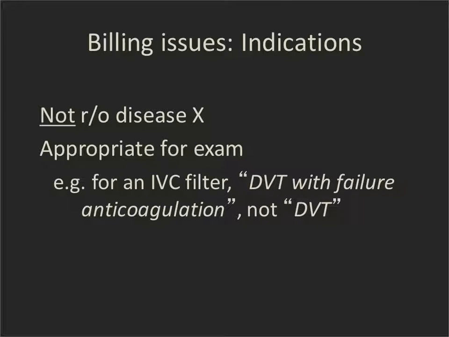In particular, it's not uncommon for us to just have rule out disease X as being the indication. This is not a billable indication. So if it says something like rule out PE, you need to be able to go in and say, tachypnea, hypoxia, chest pain, rule out PE. The indication also has to be appropriate for the exam. Saying hypoxia and then head CT is not going to be a billable indication. And sometimes these can have to be quite specific. So for example, for an inferior vena cava filter, just saying DVT is not an appropriate indication, because DVT by itself doesn't mean that you can get a filter. But DVT with failure of anticoagulation is.